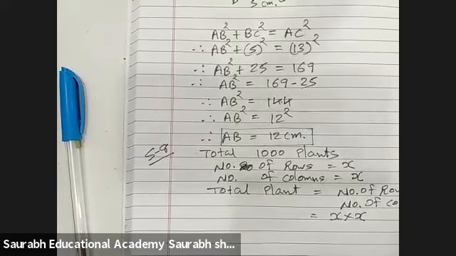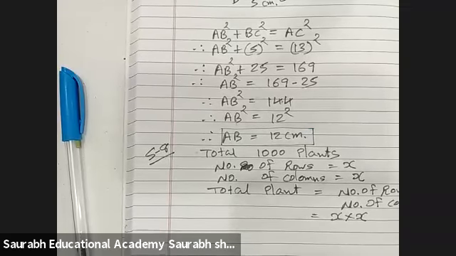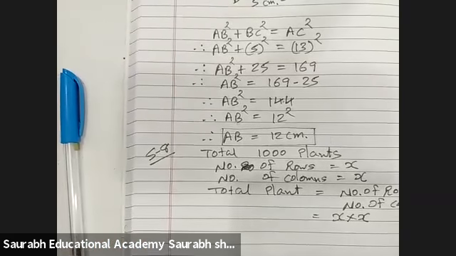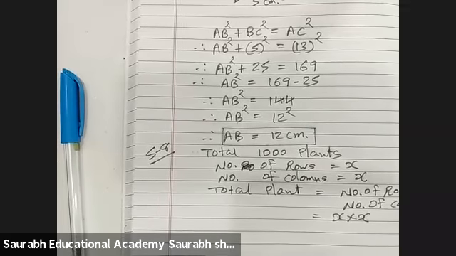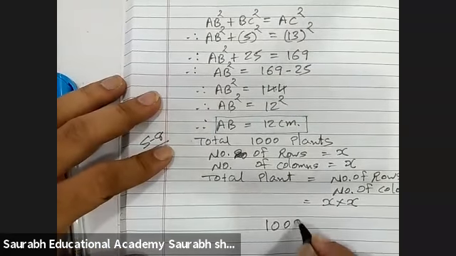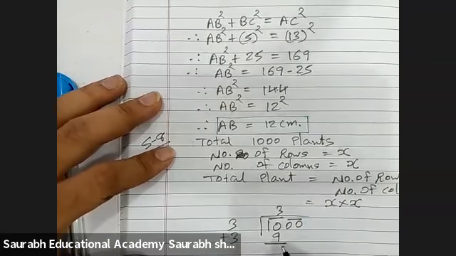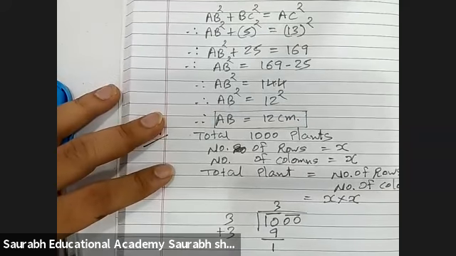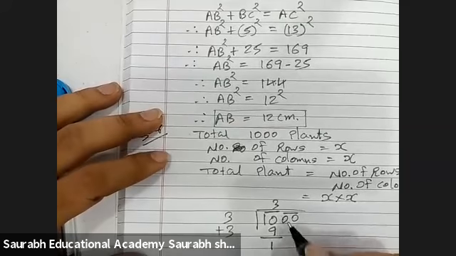Now the actual sum starts. Find the minimum number of plants he needs more for this. That is, how many minimum plants are needed so that rows and columns become equal, right? Let's do it. We will take the square root of 1,000. Three threes are 9. Here we have to find how much is to be added. What number is to be added?